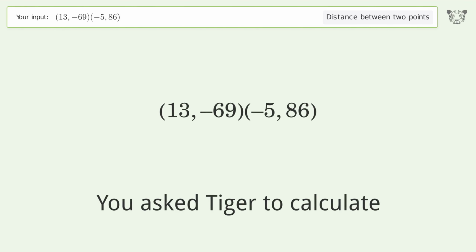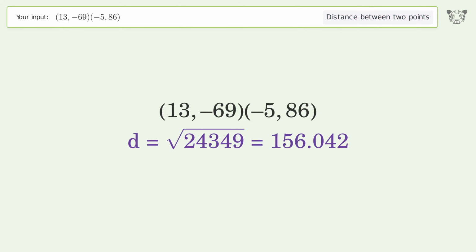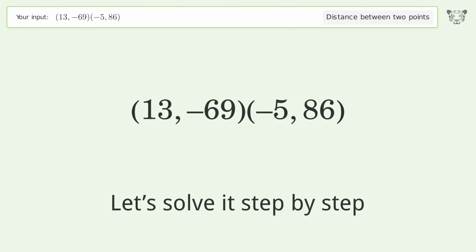You ask Tiger to calculate. This deals with the distance between 2 points. The distance between the 2 points is the square root of 24,349, or 156.042. Let's solve it step by step.